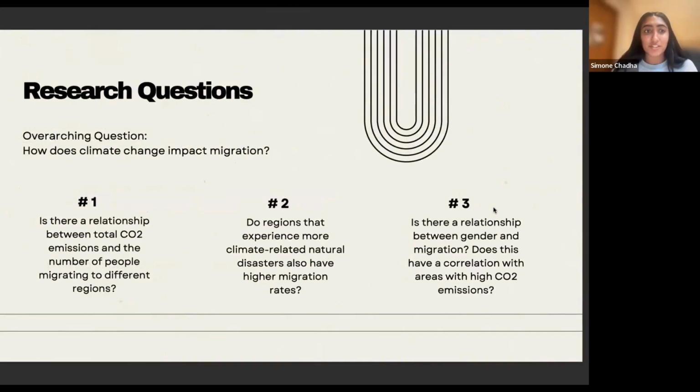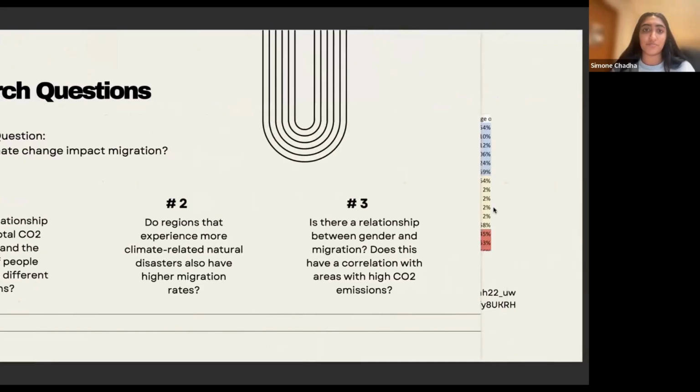And then moving on to our research questions, we had an overarching question of how does climate change impact migration? And we had three more specific research questions to explore this overarching question. The first one being, is there a relationship between total CO2 emissions and the number of people migrating to different regions? And then the second one that we explored was, do regions that experience more climate-related natural disasters also have higher migration rates? And then the third one was, is there a relationship between gender and migration? And does this have a correlation with areas of high CO2 emission?